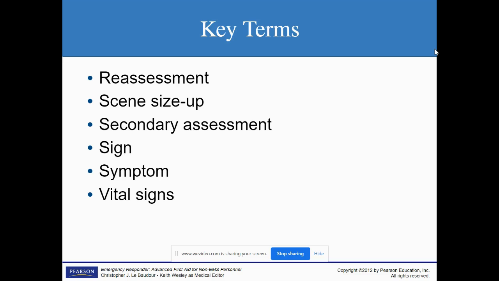A secondary assessment is a thorough examination of the ill or injured person, beginning with the chief complaint and including the evaluation of the vital signs. A sign is something that can be seen or measured, such as bleeding, swelling, or how fast a person is breathing. And a symptom is something that cannot be seen but the ill or injured person feels and can describe, such as pain or nausea. And vital signs are the key signs of life, which include respirations, pulse, skin signs, and blood pressure. And now for some questions.